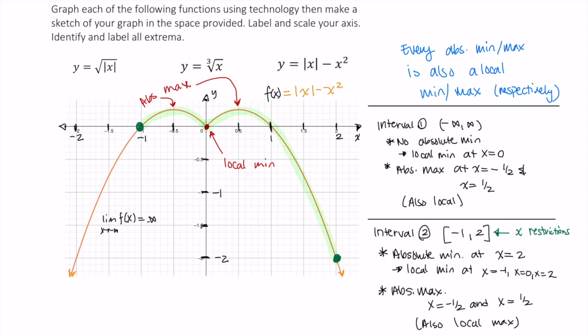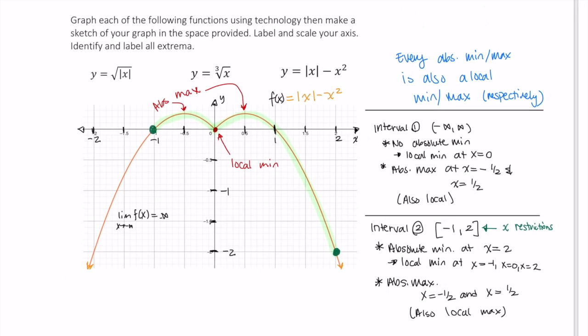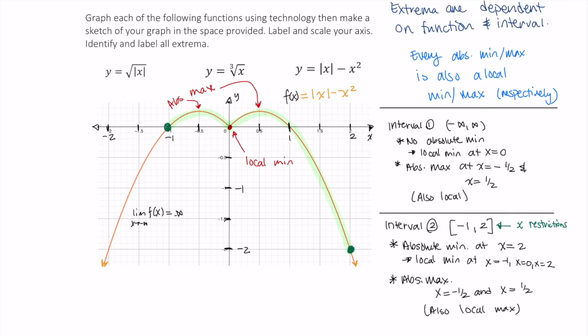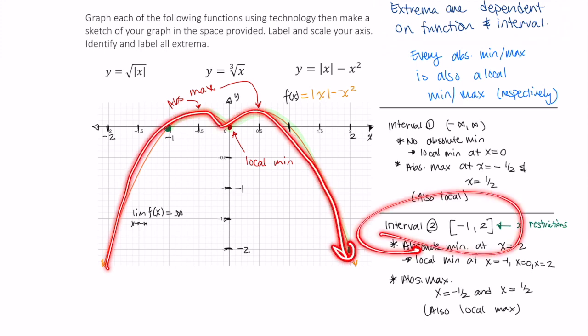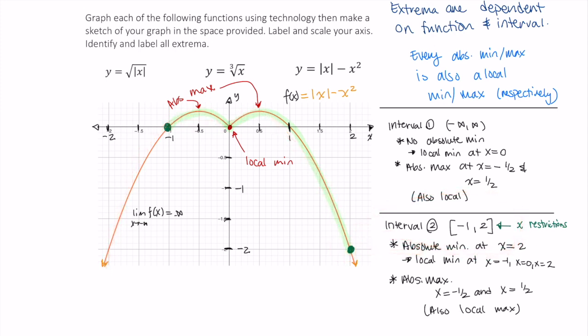Next, extrema is dependent on both the function and the interval. And I haven't written that down, so let me make some space to write that down. So again, extrema are dependent on function and interval. It doesn't matter if this function has these absolute maximums here. If I don't restrict the interval, then it's not going to have an absolute minimum. So please take these key points with you.